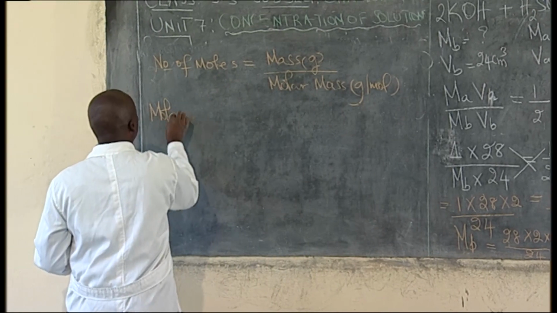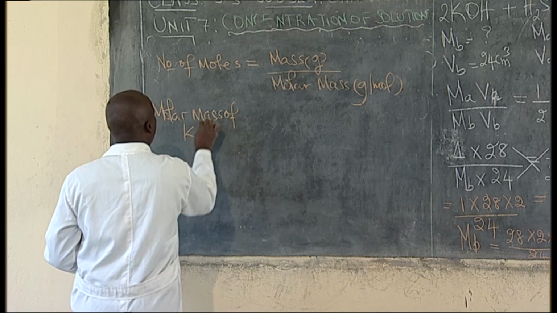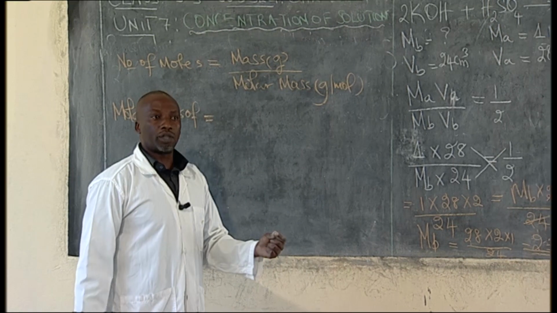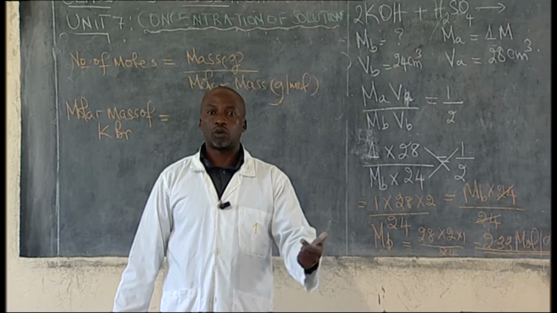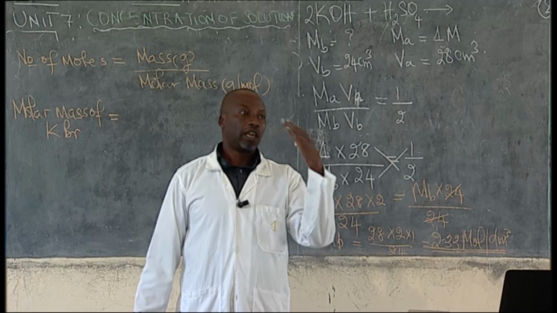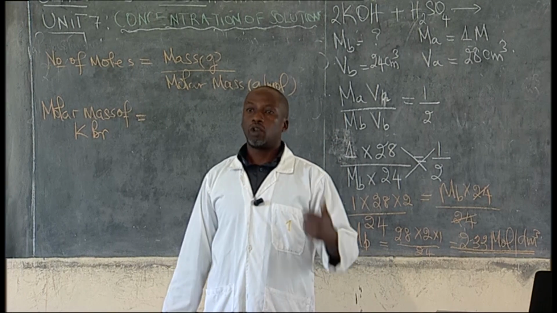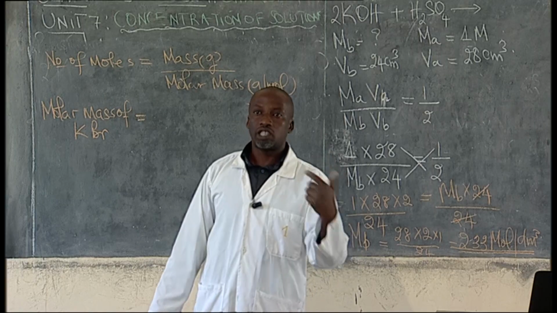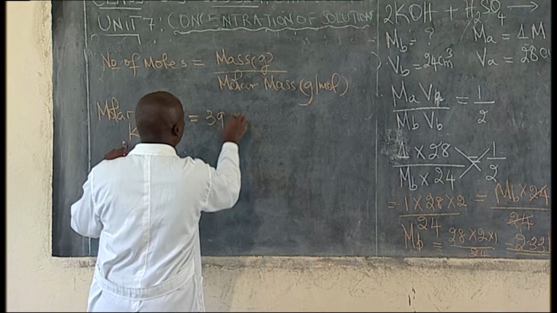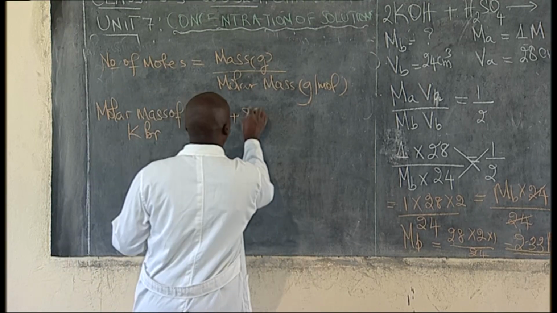So the molar mass of potassium bromide is given by, when we are calculating the molar mass, you remember we use atomic masses. That's why I told you that you need a periodic table. Now this is where the periodic table is applied. Use the atomic masses. Potassium is 39. You are adding bromine. Bromine is 80.